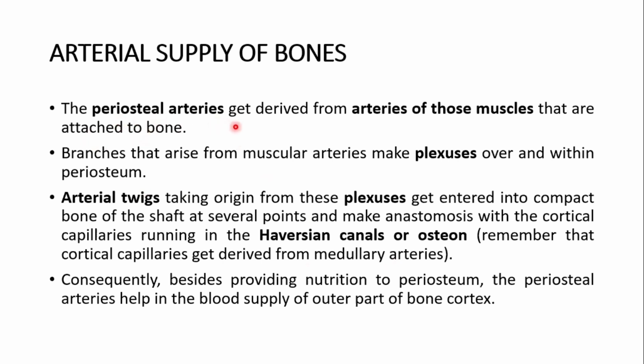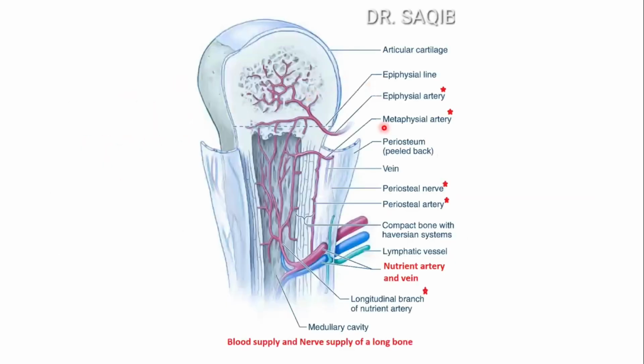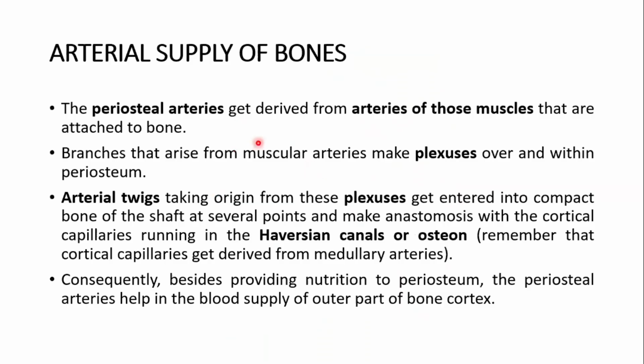The periosteal arteries get derived from arteries of those muscles that are attached to bone. So the periosteal arteries, you could see this periosteal artery labeled over here for you. This is the periosteum of the bone, the outer side, right? And this is the periosteal artery.